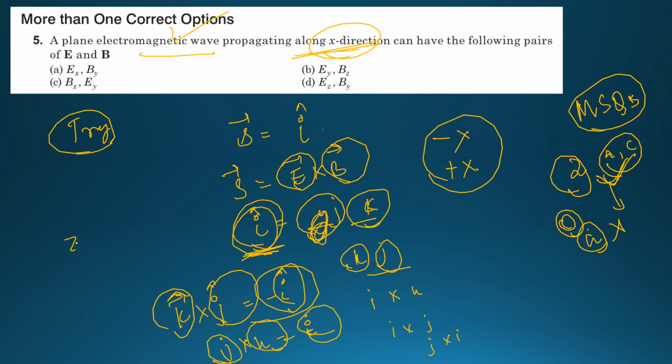Where K means z axis, J means y axis. So z, y, y, z. See, y, z, z, y. These two are correct. These two are wrong because x is present here and we cannot have x on this side to get a dot product x on the other side. Okay.